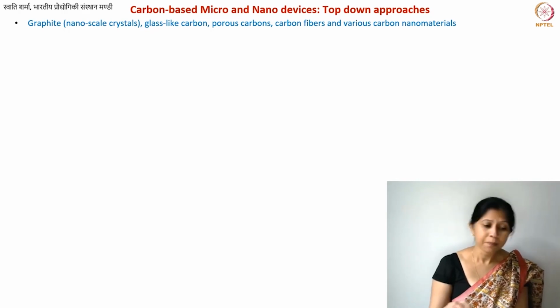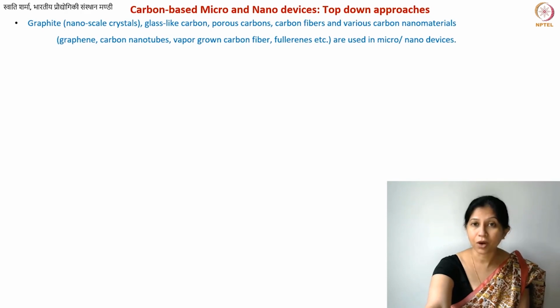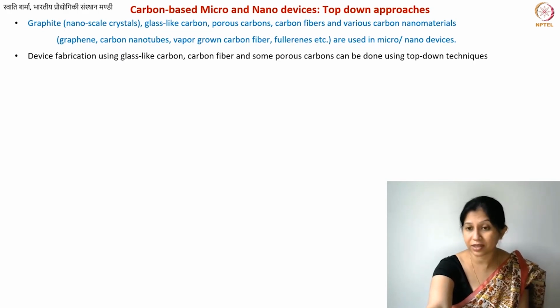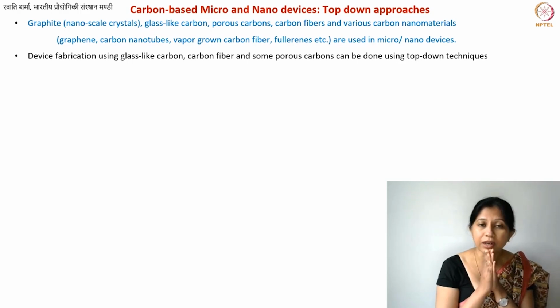At one place, but we are going to at least compare different techniques and different carbon materials that can be used at micro nano scale. Okay, so here I have mentioned some more names: graphene, carbon nanotubes, vapor grown carbon fibers, again fullerenes, and so on. Okay, now let's come to the device fabrication aspects.